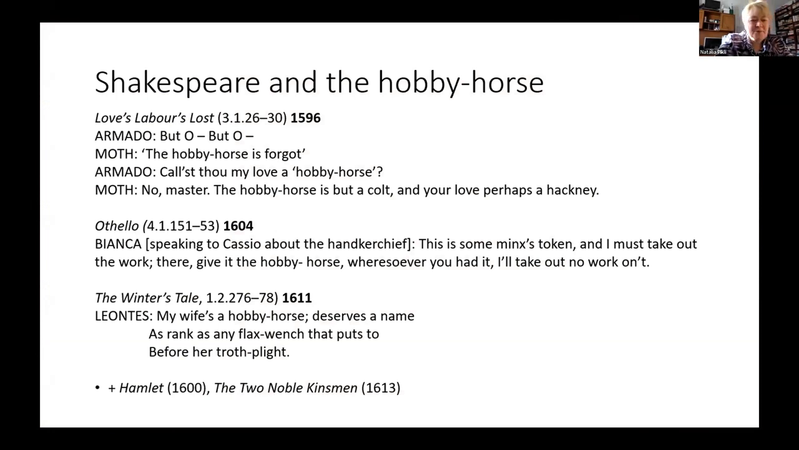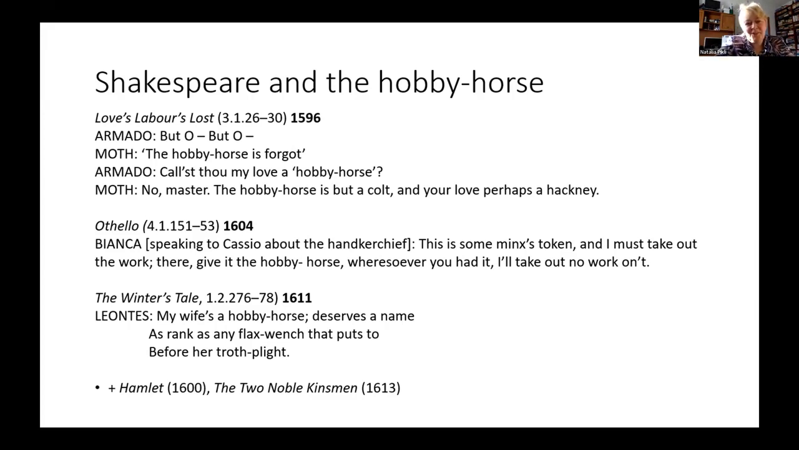So when it comes to Shakespeare and the hobby horse, we have 5 plays that contain the word hobby horse in the Shakespearean oeuvre. The first one came in Love's Labour's Lost quite early, and then we have one in Hamlet, one in Othello, one in The Winter's Tale, and finally the reference in The Two Noble Kinsmen that I already mentioned. What is interesting here is that the popularity of the word hobby horse seems to permeate the Shakespearean oeuvre. So Shakespeare seems to be interested in this word throughout his career.